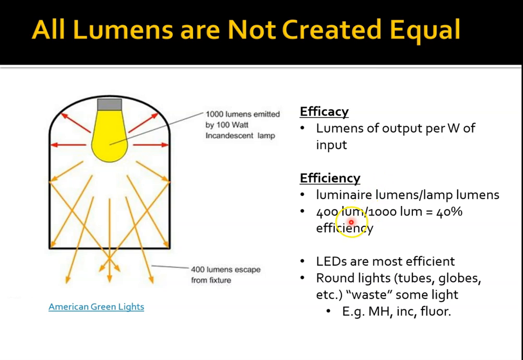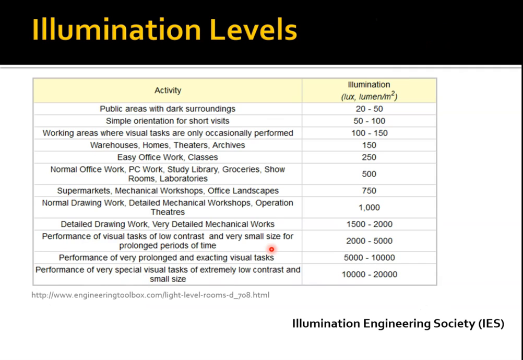So just as a quick hypothetical example, if I had lamps or a lamp in a luminaire that are emitting 1,000 lumens, but only 400 lumens are making it out, that's an efficiency of 40%. Okay, so that's how that works. LEDs are pretty much 100% efficient, and everything else really is not. So if we're dealing with fluorescent tubes, for example, which is really common in a commercial setting, we're going to have less than 100% efficiency.